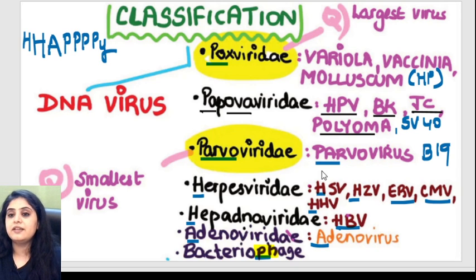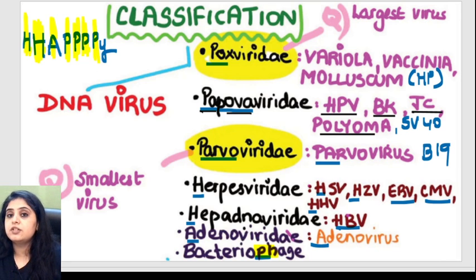So repeating all the rare ones apart from HPV. Human papilloma virus, so papova, human papilloma virus, polyoma virus, BK, JC and SV40 come under papovaviridae. So guys, I repeat, H for herpesviridae, H for hepadnaviridae, hepatitis B, A for adenovirus, P for pox virus, P for parvovirus, P for phage, that is bacteriophage, and P for papovaviridae.